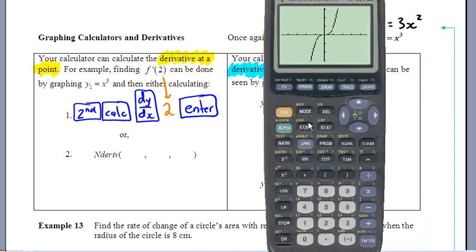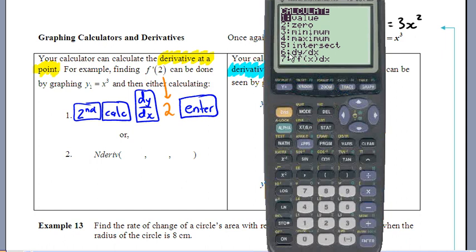So on my calculator, here goes. I'm trying to get up to calculate, so second function, calculate. And I'm going to choose this one, which is option number 6. I can scroll down or just hit 6. Now I have to type in where I want it to do the evaluation. I wish it was saying x equals question mark. It's not, but you could just go 2, and it goes, oh yeah, there. So kind of misprogrammed there the way they've done that, but that'll work.